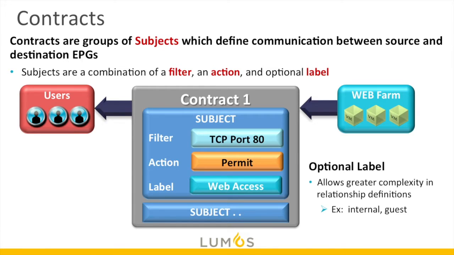So how do we create a contract? Well, contracts are groups of subjects which define communication between the source and destination EPGs. Subjects are a combination of a filter, an action, and a label. So every subject is going to have a single filter, we can do more than one, although typically we're just going to do one. We're going to have an action, such as permit. There's a couple other ones we can do too. And then we can do a label. We'll just call it web access, which is port 80, of course. And then we can have multiple subjects.